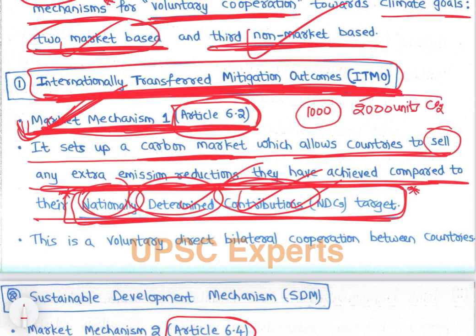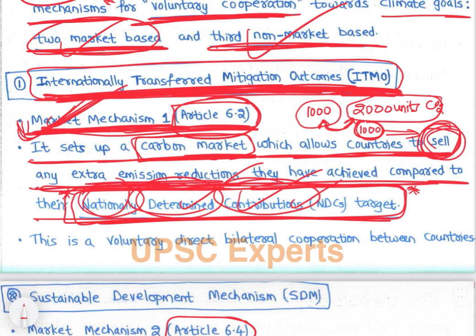2000 units of CO2, then India can sell. हमने promise किया 1000, अब 2000 कम किया, so we have 1000 units more reduced CO2, so we can sell these 1000 units to some other country, right? So it sets up a carbon market, एक market set किया, right? Which allows countries to sell any extra emission reductions they have achieved compared to their nationally determined contributions.